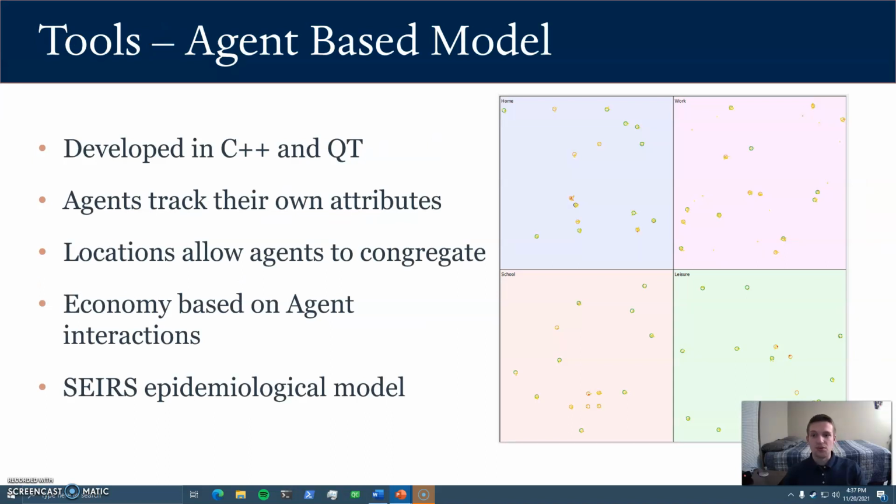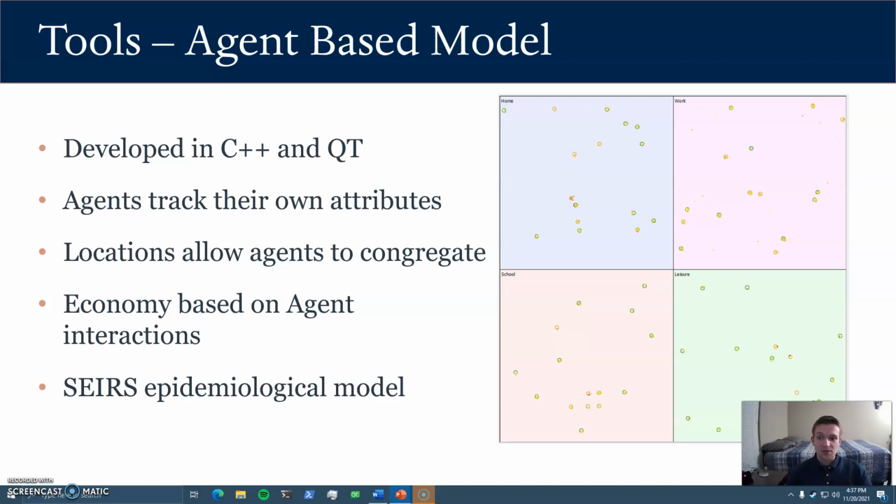One of the main tools that I used to tackle this project was an agent-based model. For those of you that don't know, an agent-based model is a computational model where you focus at the agent level, so each agent is able to keep track of their own attributes. Then what you're able to do is define some very simple rules that guide the behavior of the agents, and you're able to observe some very interesting complex behavior through that very simple rule set. Specifically for my agent-based model, I developed it in C++ using the Qt framework.